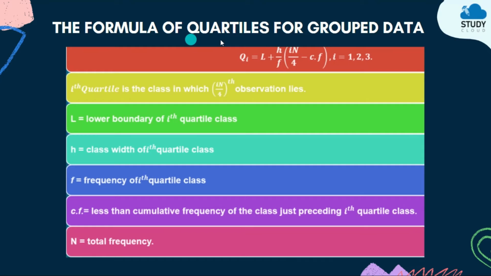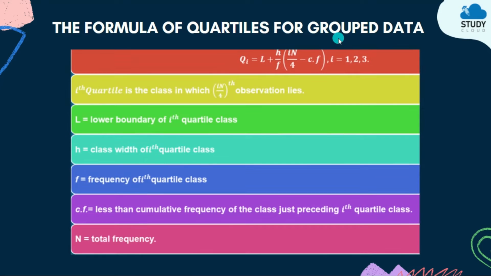The formula for quartiles for grouped data. Now when a table is given to you along with class intervals, or grouped data, here the formula is L plus h upon f, then open the bracket, in the bracket write i times N upon 4 minus CF. Here i depends on the quartile: quartile 1, quartile 2, quartile 3. Now what do we mean by L? L is the lower boundary of the ith quartile class.